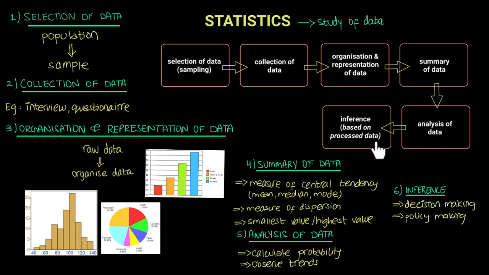And now the last step, which is inference. Inference based on processed data. So now that we have all our data processed, it is organized, represented, summarized, as well as analyzed. Now we need to make some inference based on this processed data, which is basically making decisions and making policies. So this is the absolute final step of what we do with the data that is processed. And this is how policies are formed, whether it is in the corporate sector, whether it's in the government sector. This is how we use data to finally make decisions and make policies based on the data we collect.